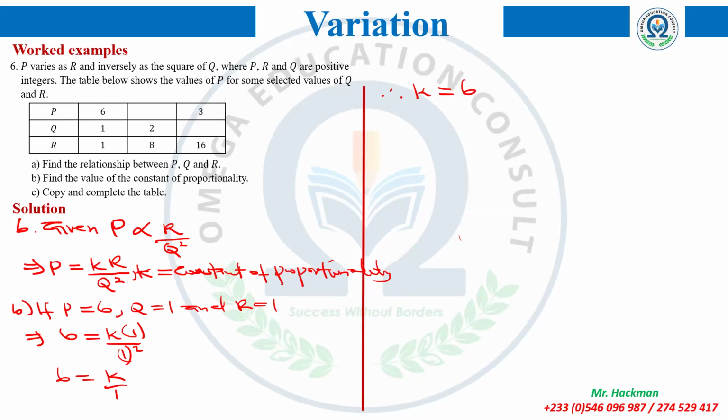Now with the K, we can comfortably answer the question for A. Do you agree? Yes. So now you know the relationship between P, Q, and R. P should be equal to your K, which is 6 now, so 6R over Q squared.